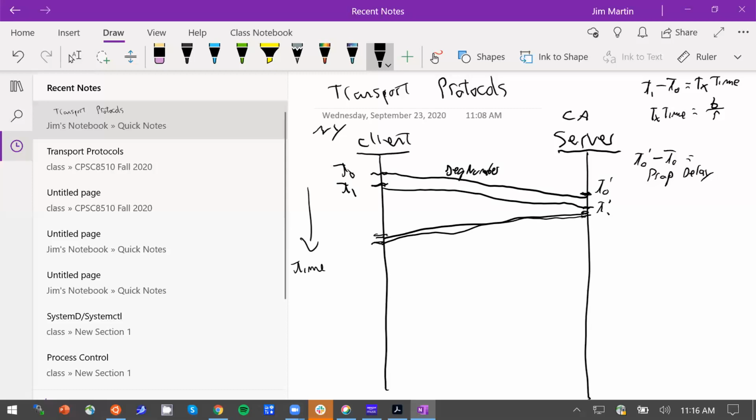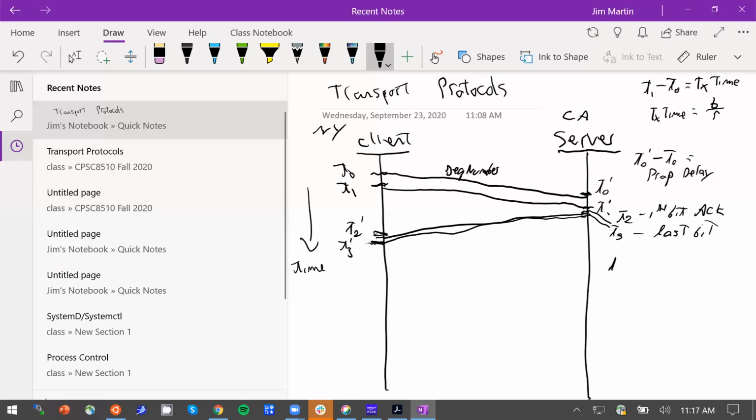Okay, and so we'll call the start and stop T0, T1, T2, and T3. So T2 is the first bit of the ACK, T3 the last bit. And at the client, there's T2 prime, T3 prime.